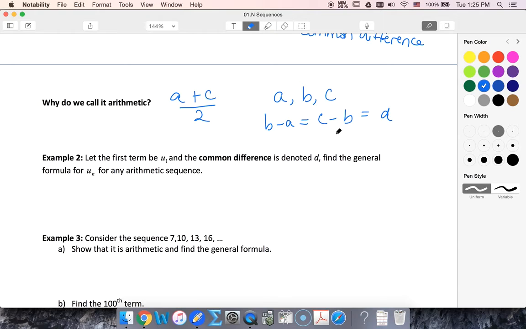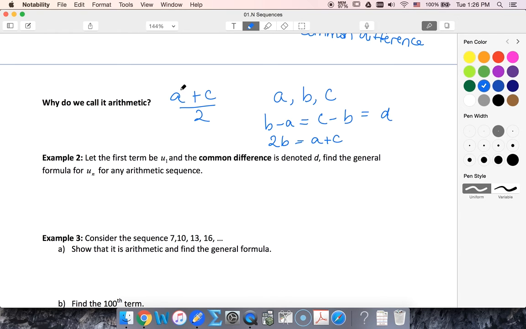I don't actually care about this right at the moment, though, because what I see is that if I rearrange this to get A plus C, I'm going to move my A to this side, my B to this side. Notice that I would have 2B is equal to A plus C. So in an arithmetic sequence, I end up having an arithmetic mean as part of taking any three consecutive terms.